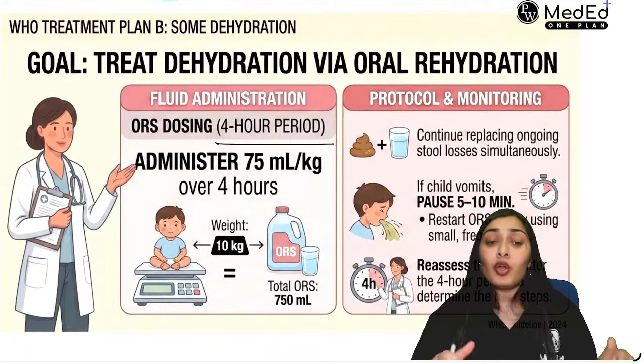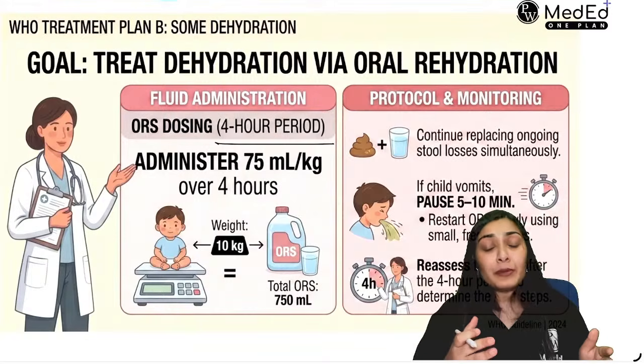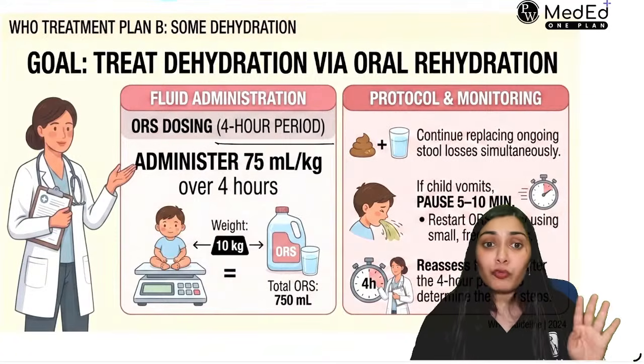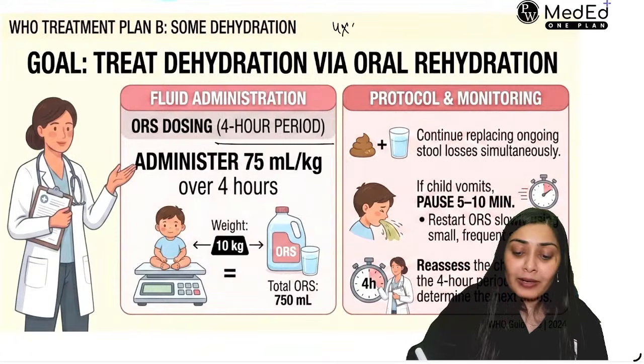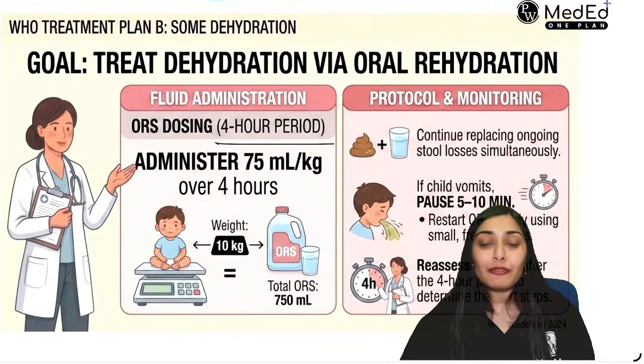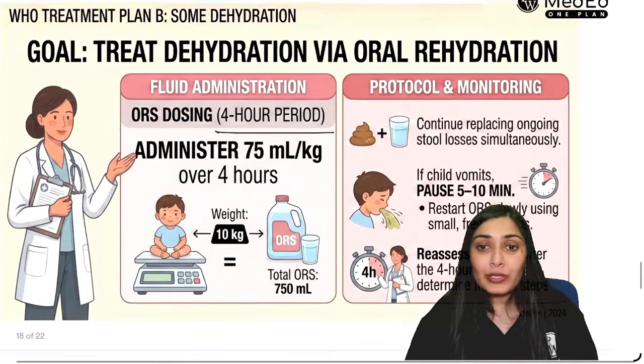And along with that, whatever losses are there, you have to continuously replace also. So for example, in these 4 hours, the child passed stools 4 times. So 4 times, that means 4 into 10. Sorry, 10 ml per kg I told you. So 40 ml extra the child has to be offered. Right? So per loose stool you have to continue this. So continue replacing ongoing stool losses.